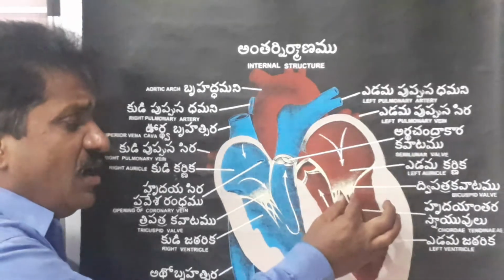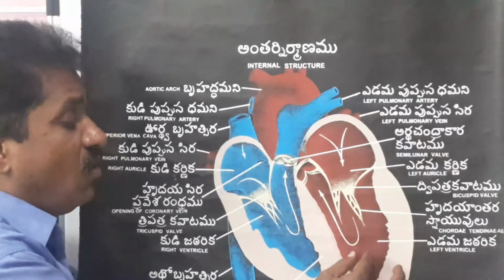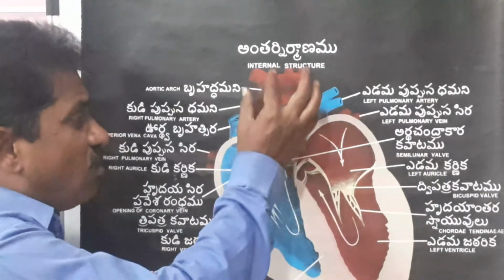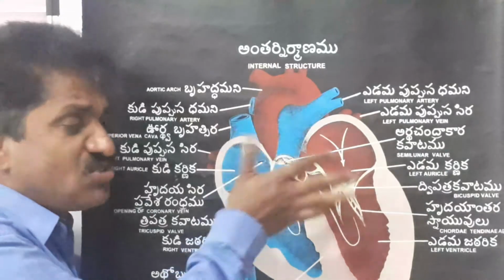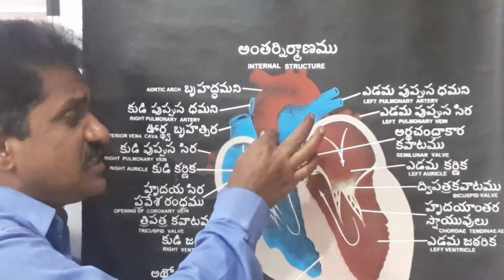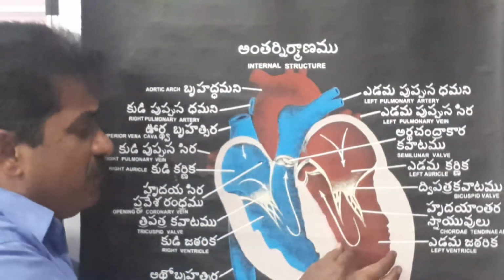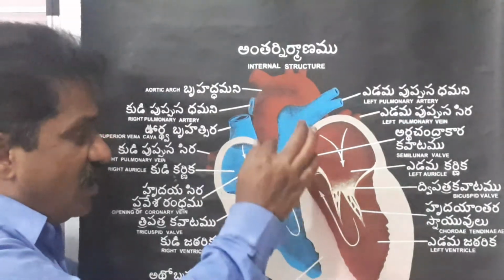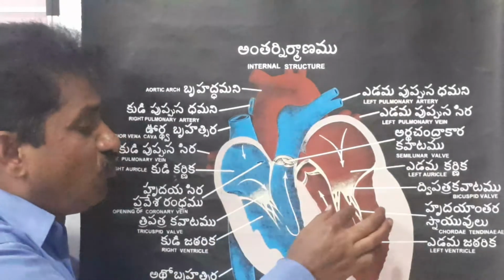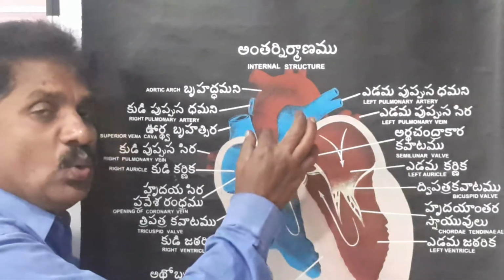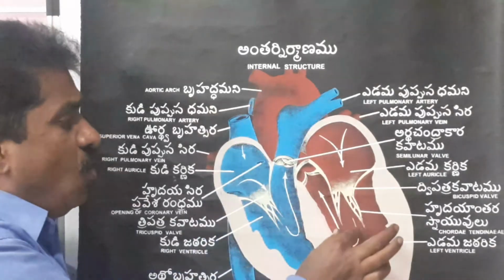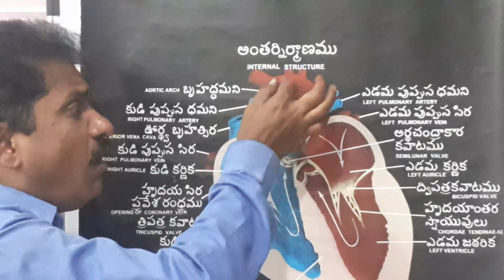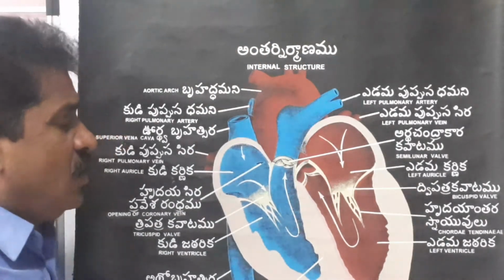Left auriculoventricular aperture is guarded by bicuspid valve. From left ventricle, aorta is originated. Aorta is the largest artery. This is also known as systemic aorta. In between the systemic aorta and left ventricle, systemic valves are there. That systemic valves allow flow of blood from left ventricle to systemic aorta. Through aorta, oxygenated blood is supplied to all parts of the body.